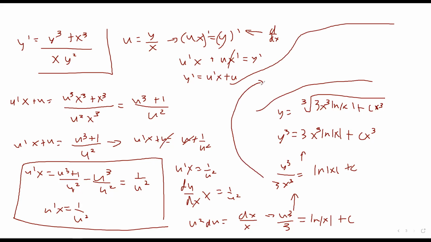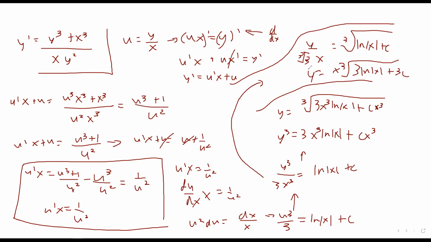is to take the cube root of both sides. We get y over the cube root of 3 times x equals the cube root of ln x plus c. This is nice because now x is on the outside here. So we have y equals x cube root 3 ln x plus 3c, or just c. So those are like a million ways to write the answer.